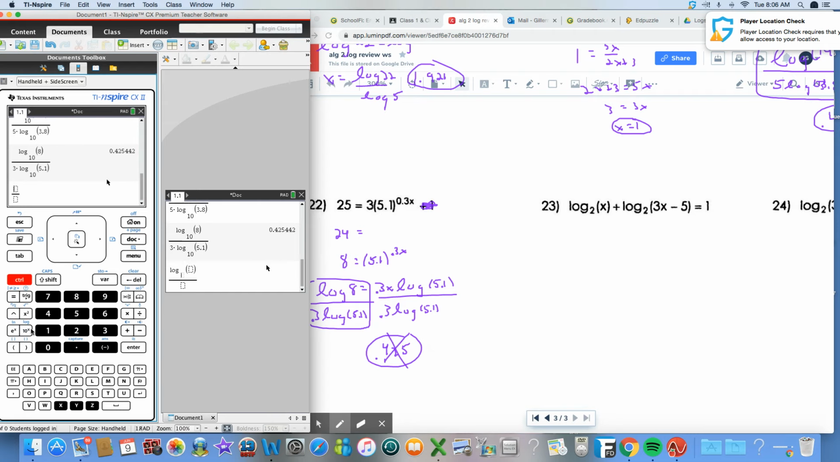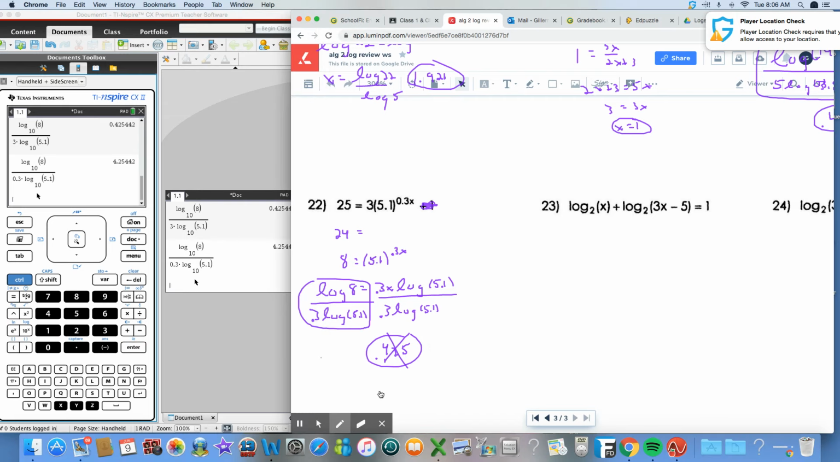Log of 8 over, what's going on here? Over 0.3. Sorry, it's 0.3 log of 5.1. Enter. Sorry. So it's 4.254. All right, there's your answer. So I missed the 0.3. So be careful when you write.